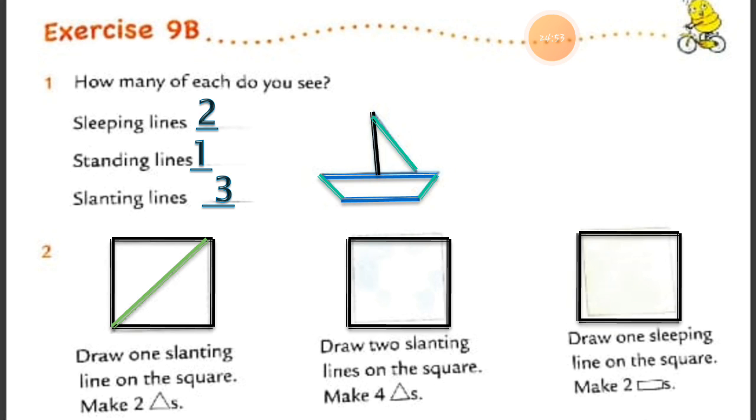After drawing the two slanting lines in the square shape, the square shape will convert into the four triangles. Let's see how it works. Let's try to draw the two slanting lines in this given square. After drawing two slanting lines, this square will convert into the four triangles.